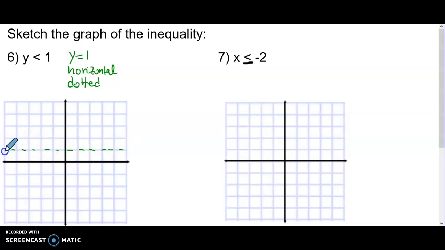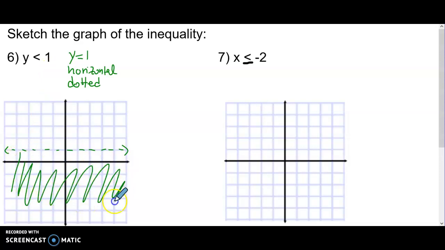With inequalities, after you draw your line, you have two half planes. For example, here I have a half plane that is above the line and a half plane that is below the line. One of those half planes has to be shaded, which means one of those half planes will be covering or including all the solutions to this inequality. Here it's kind of simple because it says less than, so less than would be under the line.